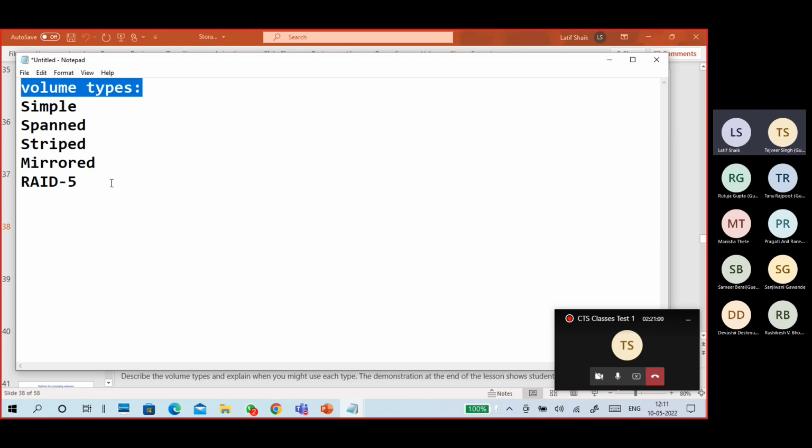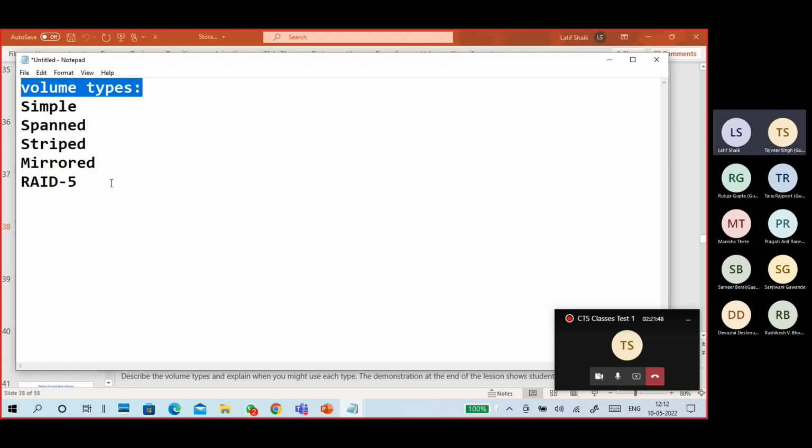FAT is an older file system we are using, file allocation table. Maximum is 32 GB partition size. NTFS is up to 2 terabytes, and more than 2 terabytes it will also support, depending upon the NTFS version. The Windows XP NTFS version supports 2 terabytes, but later versions support more than that. Usually 18 EB as per the current one. So 18 EB for a single NTFS partition. Okay, next.